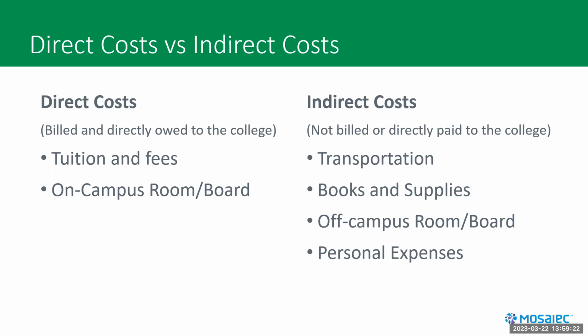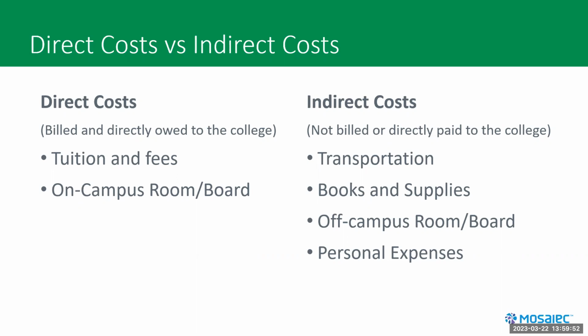Now, indirect costs are things that are not billed or directly paid to the college, but are included in cost of attendance. So for example, transportation, books and supplies. Now, books and supplies are things that, yes, you might be able to go and buy at the bookstore, but not always is it directly paid to the college. Now, books and supplies for some courses and at some institutions, they do include that as a direct cost. So that's something you'd have to check with your college directly.